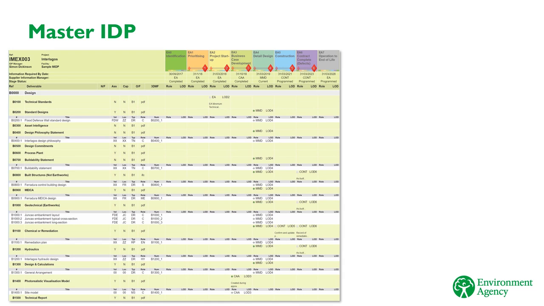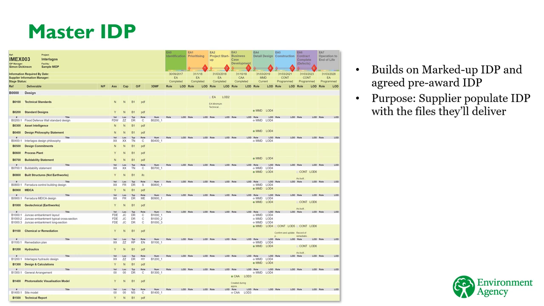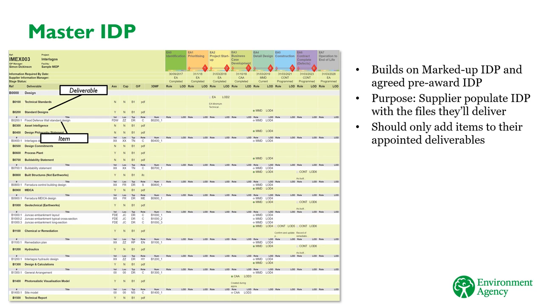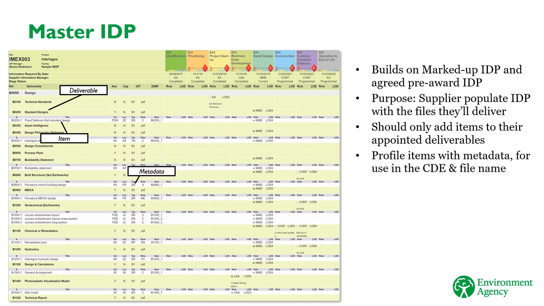The next item the supplier needs to prepare is the Master Information Delivery Plan, or MIDP. This builds on the comments the supplier made in their marked up IDP, and the final IDP that was agreed prior to the contract being awarded. The purpose of the MIDP is to create a plan of the data and information that the supplier will deliver. To that end, the supplier needs to populate each deliverable with the files they'll issue to fulfill the requirement. In other words, for each deliverable assigned to the supplier, they need to add one or more items defining the file they'll deliver. Each item needs to be populated with the correct metadata, including volume and location codes, which will define the BS 1192 compliant file name and enable us to search for specific files in the common data environment.